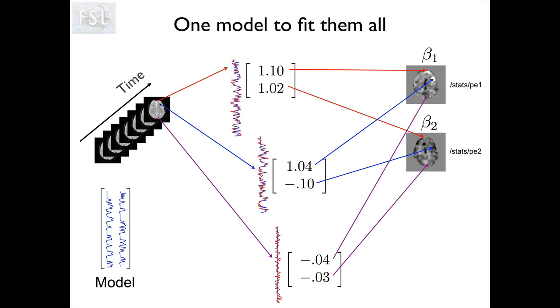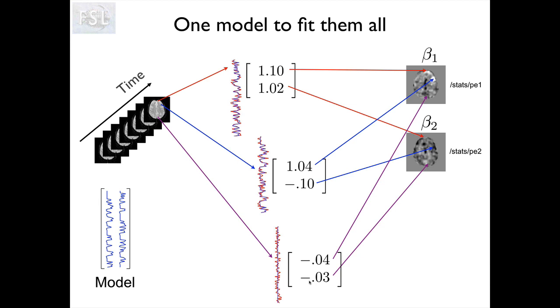So we have one voxel here, and we can fit that data very well using a beta 1 of 1 and a beta 2 of roughly 1 as well. This voxel here, again, we can model very well using a beta 1 value of 1 and a beta 2 value of essentially 0. And this voxel over here, we can model reasonably well just by simply having 0, 0.